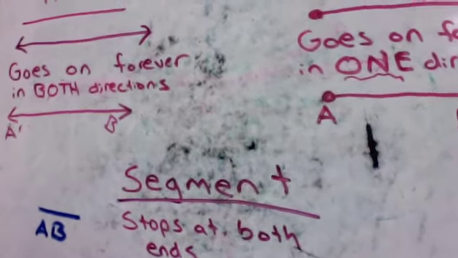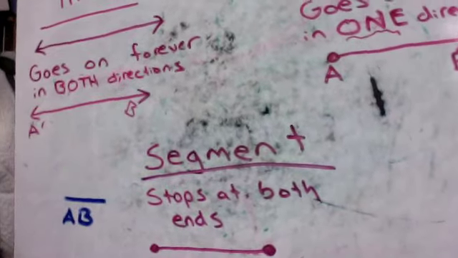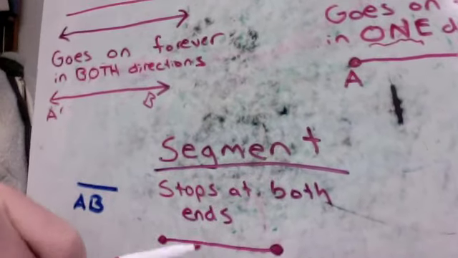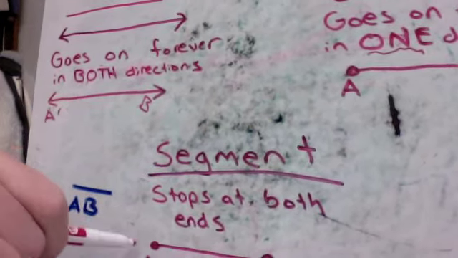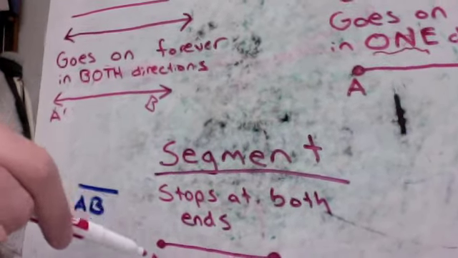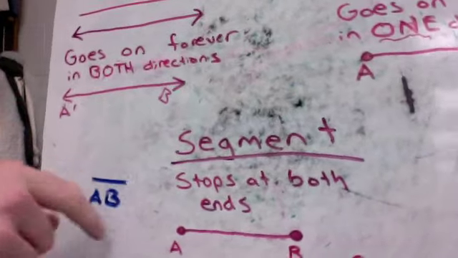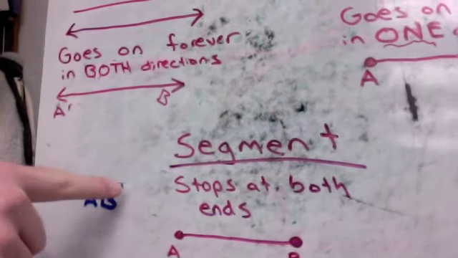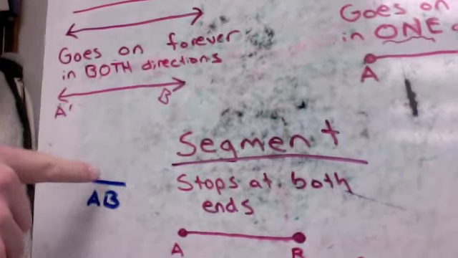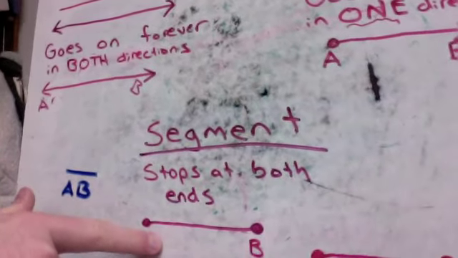Now we can see this in a couple different ways here. Here's just a simplified version of it. We've got two dots, neither go on. So this would be segment AB, and I would just write it like this, with nothing on the ends. This means it just doesn't go on at all. That would be segment AB.